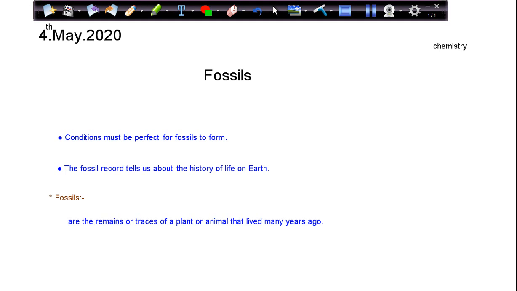Fossils are the remains or traces of a plant or animal that lived many years ago and was preserved well from other animals. In this case, they will form fossils. So this was about fossils.